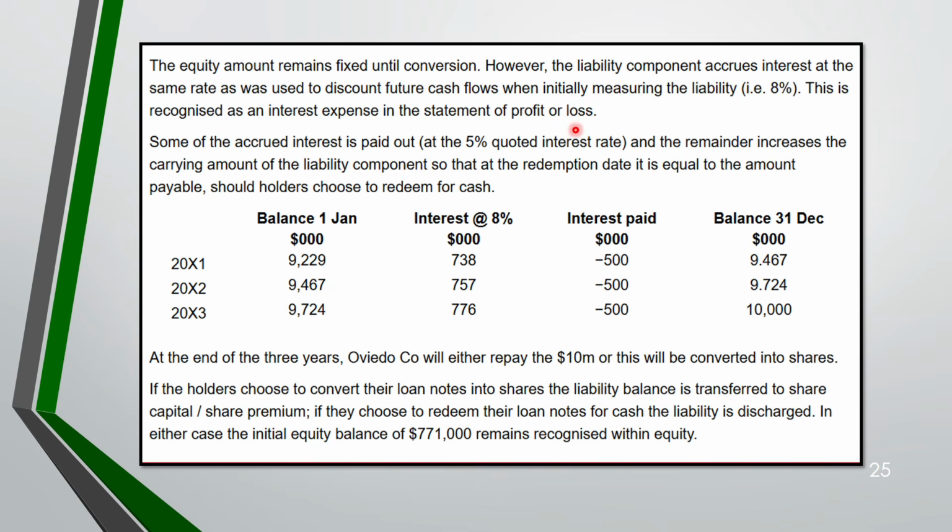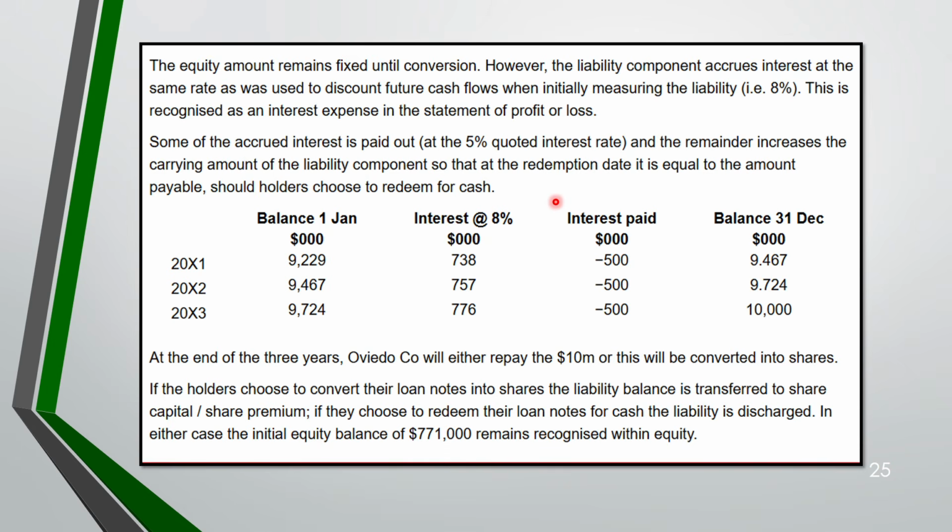That interest. And the interest that you have paid out will increase the carrying amount of a liability component. Sorry, and the remainder will increase your carrying amount of the liability. So that at the redemption date, it will be equal to the amount payable. That means amount to the 10 million. Should holders choose to redeem for cash?